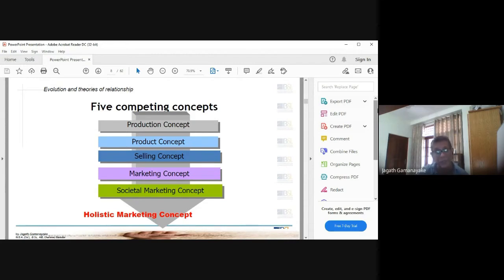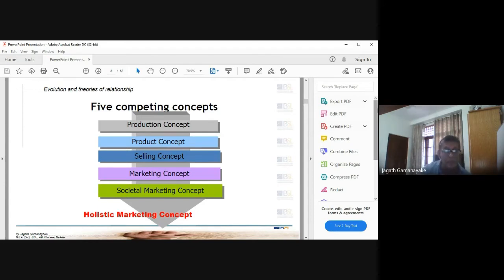And today we talk about the holistic marketing concept. We move away from the societal marketing concept. Not only do you need to satisfy the customer, but also your employees, and you need to satisfy your society. So that is what you call the holistic marketing concept. Now that's how businesses have developed the relationship, right?